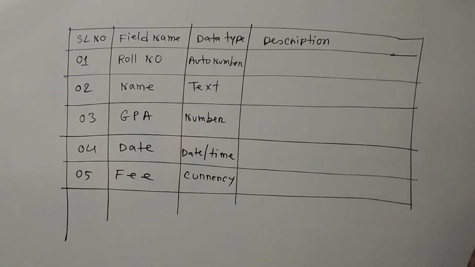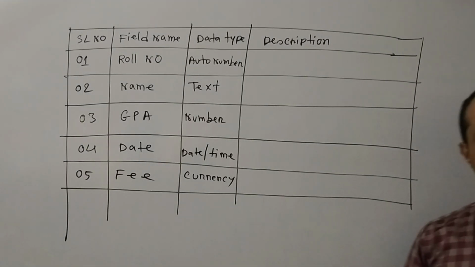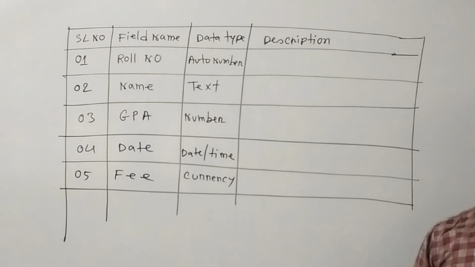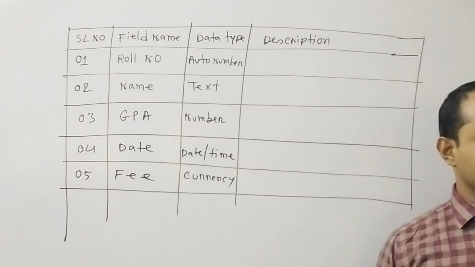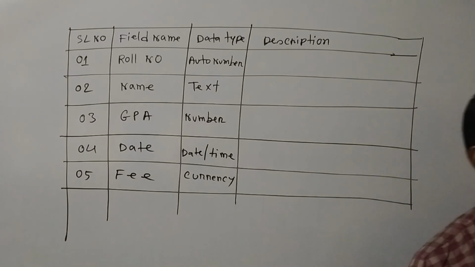Now I will go to question number 4. Question number 4 is: is it possible to create a relationship between admission table and phone table? Is it possible? And explain or analyze it. This is the question. To write the answer you have to draw the table again. Now I will draw the table again.